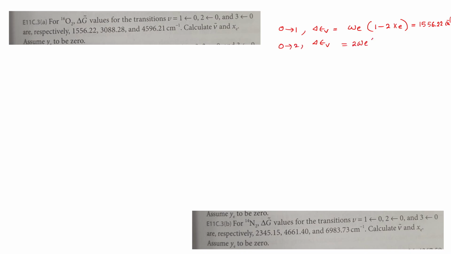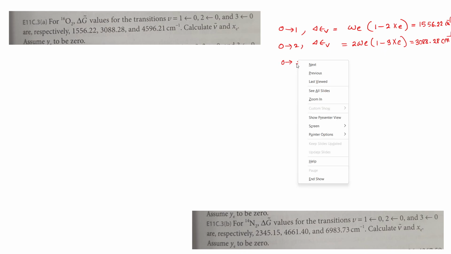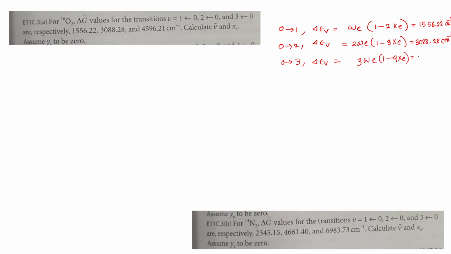so it is 2ωe(1 minus 3xe), that is given as 3088. So this is the first overtone. So your first overtone will have very less intensity than the fundamental, and obviously the second overtone will have lesser intensity than the first overtone. So 0 to 3 delta E v is going to be 3ωe(1 minus 4xe), and that is also given, 4596.21 centimeter inverse. So you can solve these, right?